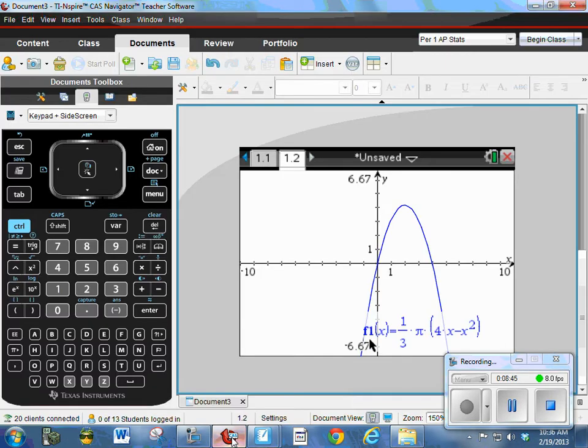So going back to the calculator, let's just change our window settings here. Looks like I'm really okay here. I'll just maybe make this 6.